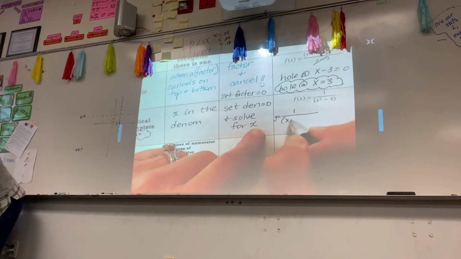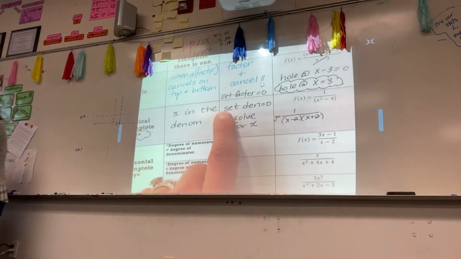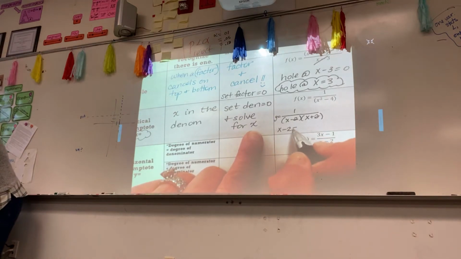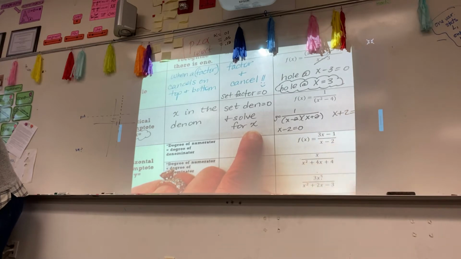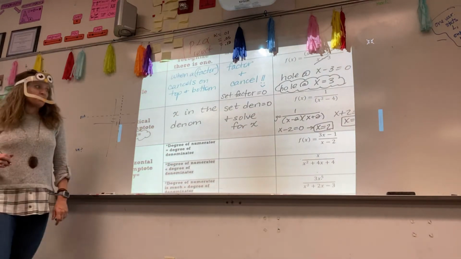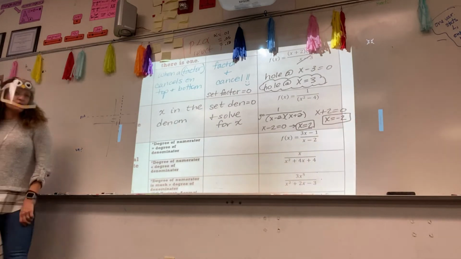On this one, it's just going to be x minus 2 times x plus 2. Y'all good so far? Difference of 2 squares? Now set them both equal to 0. It says set denominator equal to 0 and solve for x. So set this one equal to 0 and set the other one equal to 0. So what do you get for your answers? X equals positive 2 and x equals negative 2. So I have 2 vertical asymptotes in that problem.